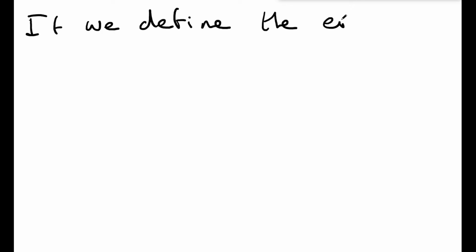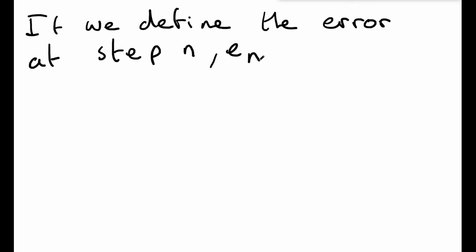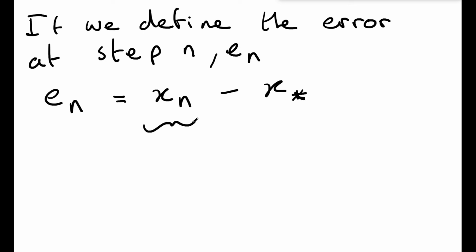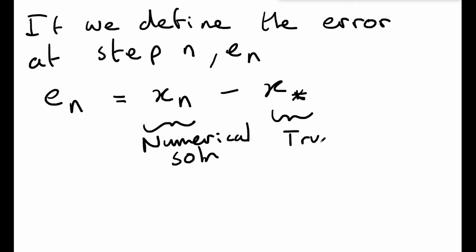If we define the error at step n of your method, and we call that E sub n, and that simply is e_n equals x_n, your numerical solution at any step, minus the true solution.